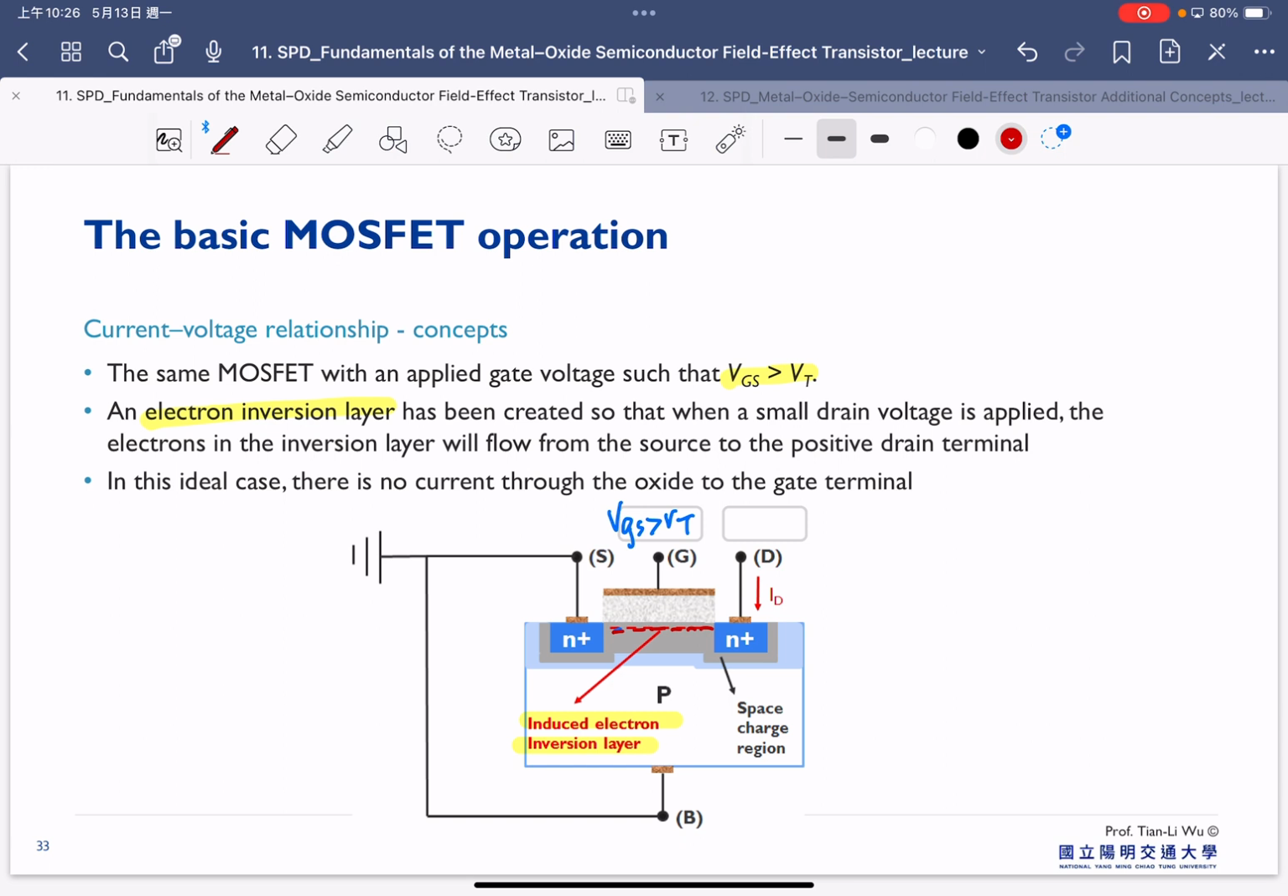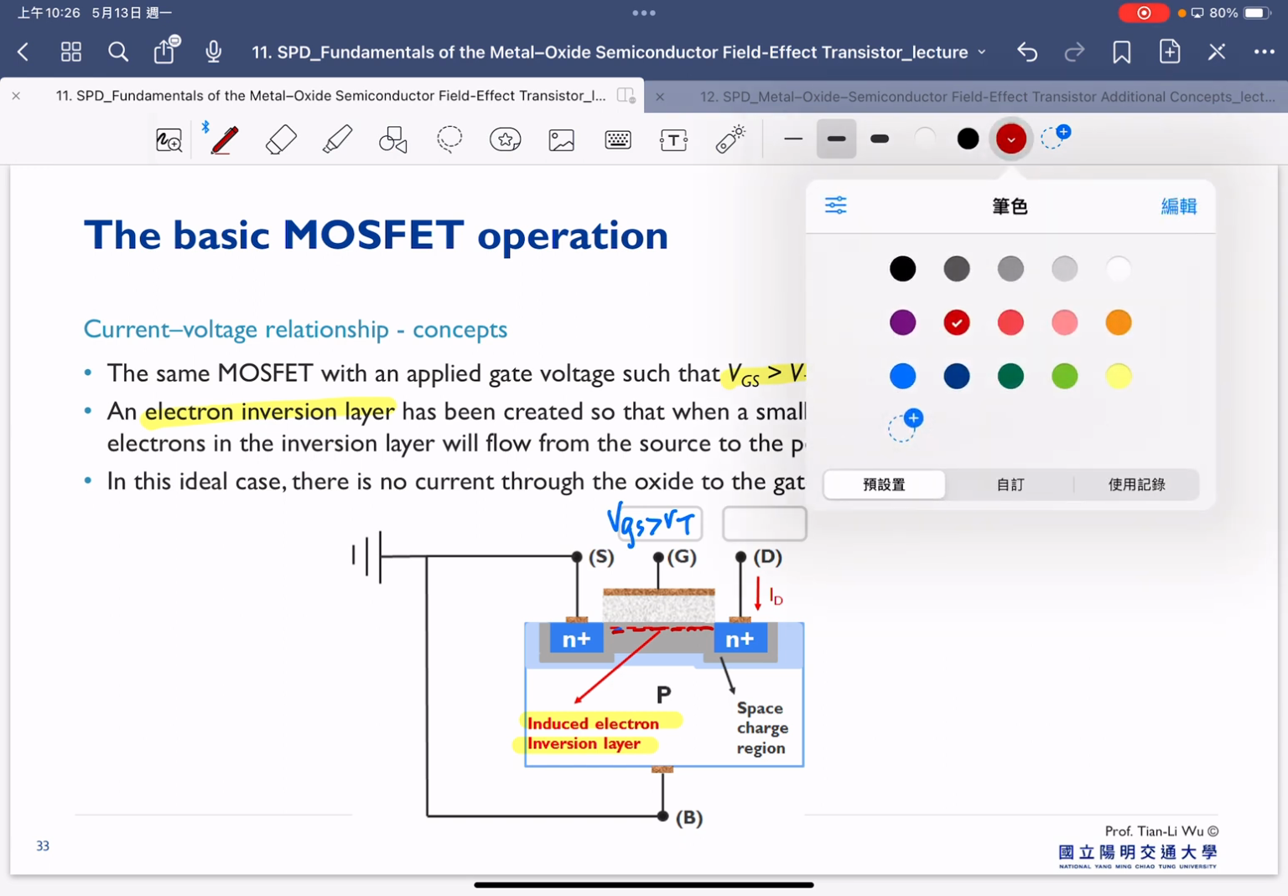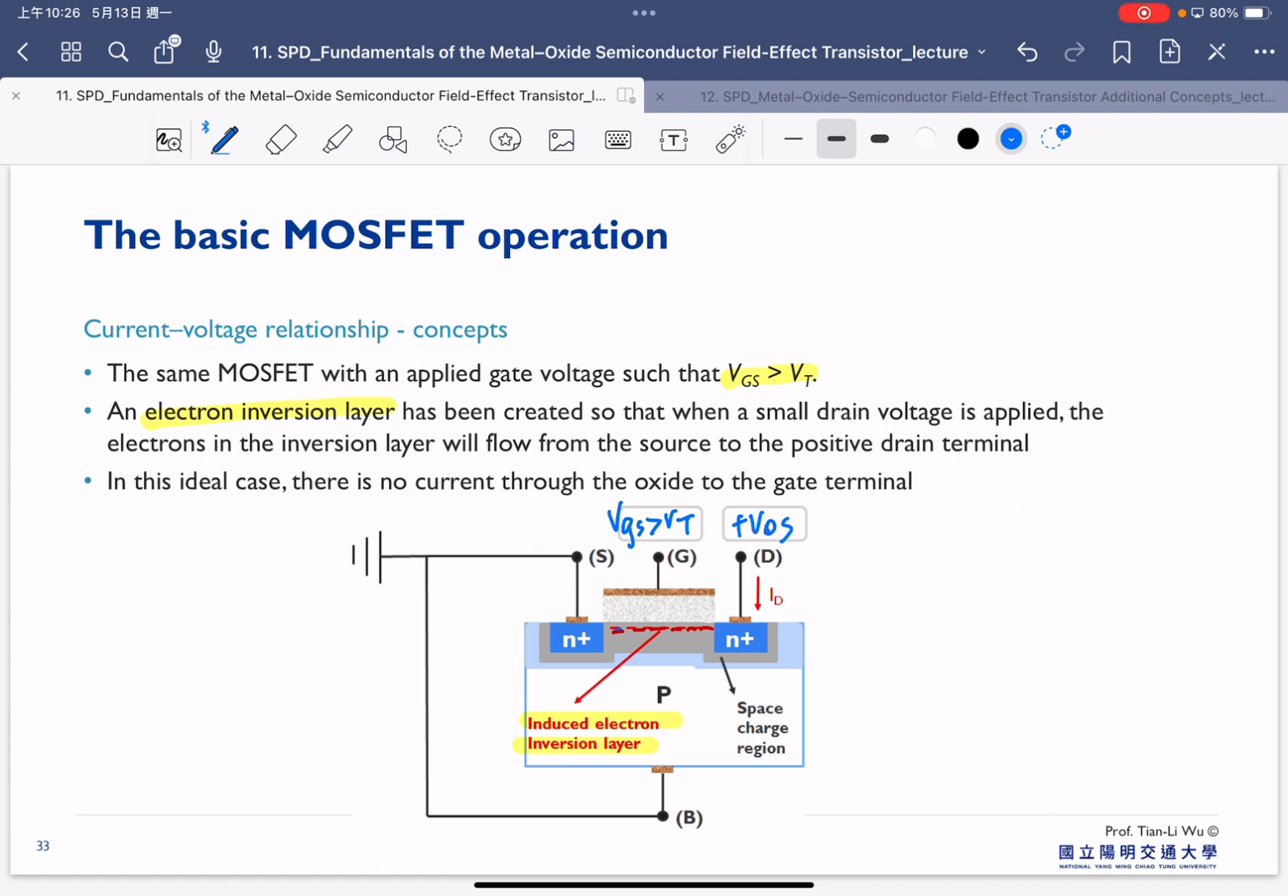Right now, we also still apply the positive VDS. So you have the negative charge here and you have the positive bias here. Therefore, the electrons can start to flow from left to the right. So that's our electron flow. Once we apply the gate bias larger than threshold voltage, an electron inversion layer is created, so that when a small drain voltage is applied, the electrons in the inversion layer will flow from the source to the positive drain terminal here. So that's the second step here.